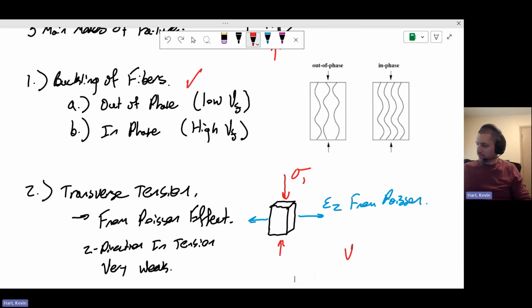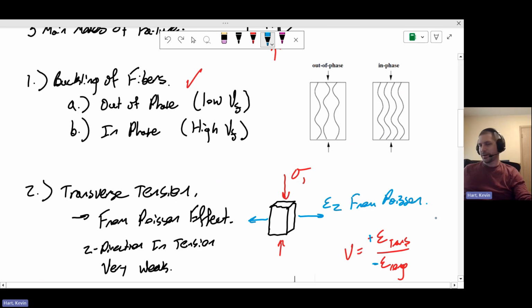So remember, Poisson's ratio is the transverse strain over the longitudinal strain. It's the opposite of this, right? So this is the definition of Poisson's ratio. And so if you have a negative longitudinal compression, which is what we do when we apply sigma 1 in this compressive methodology, then you're going to have a positive transverse strain. So this thing's going to get longer in the two direction when you compress it in the one direction, right?